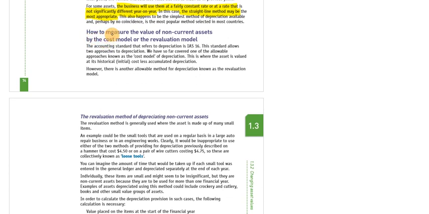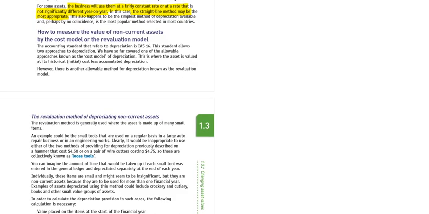The next concept is how to measure the value of a non-current asset by the cost model or revaluation model. So we have an accounting standard, which we will discuss at AS level and in professional accounting level, that is called IAS 16. IAS 16 is International Accounting Standard 16. This standard is based on property, plant and equipment.